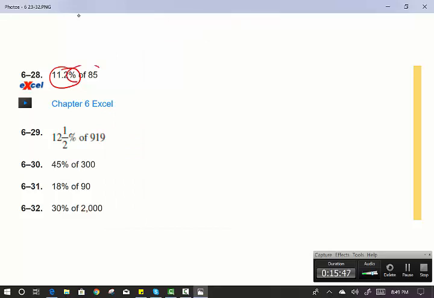And the number associated with the percent of is your base. So we're solving for the part again. Part is equal to base times rate, and that's 85 times 0.112 after I move the decimal point 2 places to the left, and then that will give you 9.52.